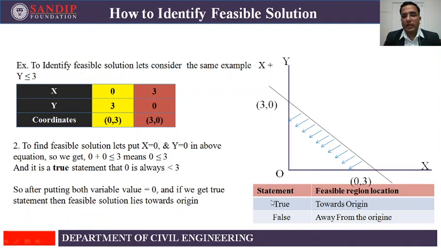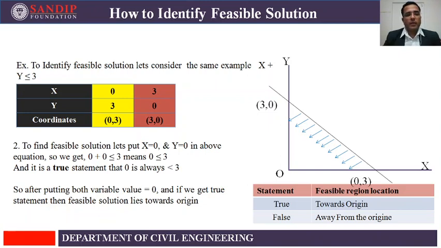So the final key point from this slide to identify the feasible solution is: if the statement we got is true, then the feasible region is located towards the origin. If the statement we got is false, then the feasible region is located away from the origin. It means by putting x equals 0 and y equals 0 in a given equation, if we get a true statement, then your feasible solution will be towards the origin. If you get a false statement, then your feasible solution is away from the origin.